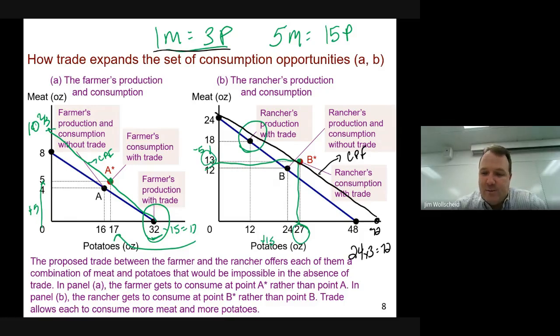Again, I know the farmer doesn't have 72 potatoes at the moment, but if he saved up, maybe he could get to 72 and make a trade for 24 meat. And we could see then that we could maximize what we can consume. We can get more for both people, again, as long as we're between 1 meat and 2 potatoes and 1 meat and 4 potatoes.